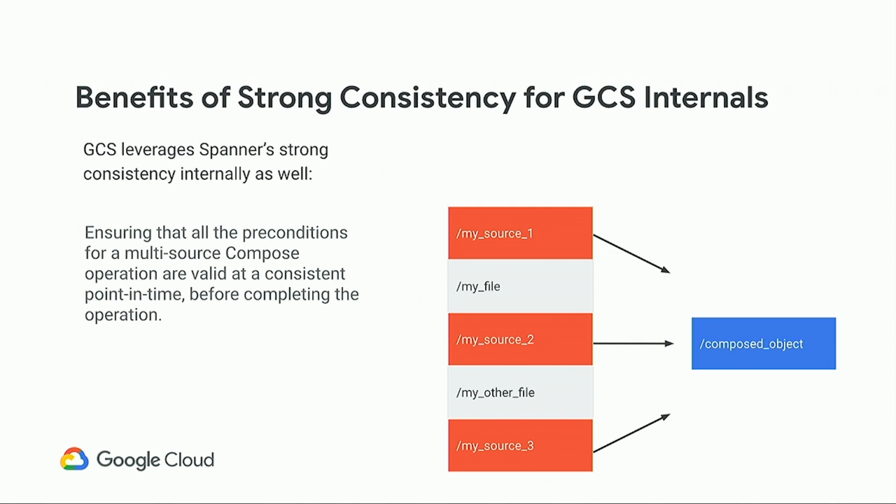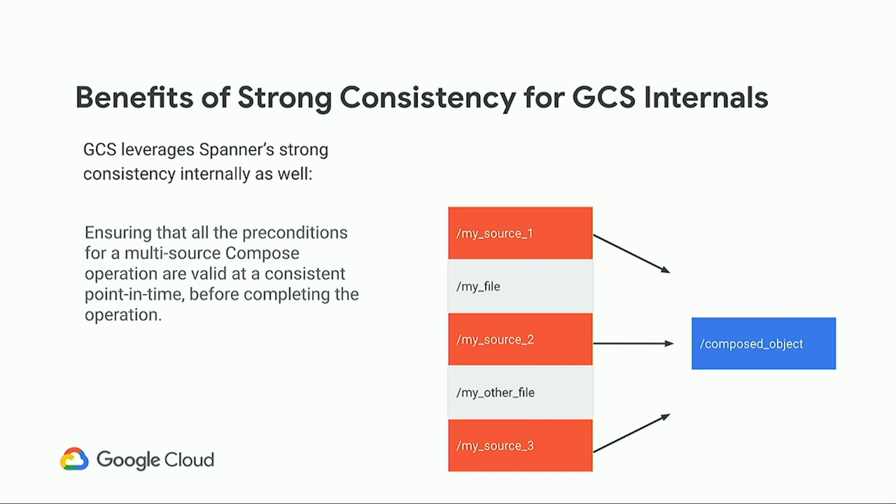So in addition to strong consistency provided by Spanner being really beneficial for our users, GCS also takes advantage of Spanner's strong consistency within the implementation of GCS. How many people in the audience are familiar enough with GCS to know what a compose operation is? Okay, not too many people.